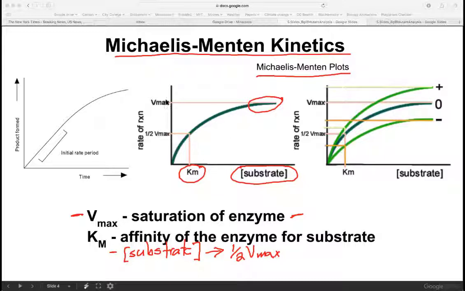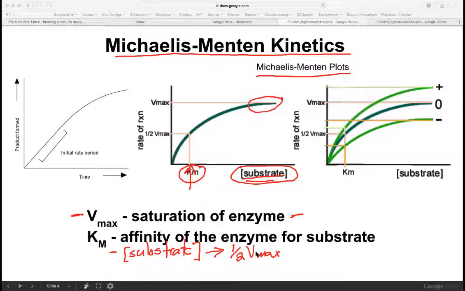So here's Vmax. This is half Vmax. I find out what half Vmax is, and then I draw a horizontal line over to the graph, and then I drop a vertical from there, and that gives me a substrate concentration, right? Because along the x-axis is substrate concentration. So once again, Km is the substrate concentration that gives 1/2 Vmax.